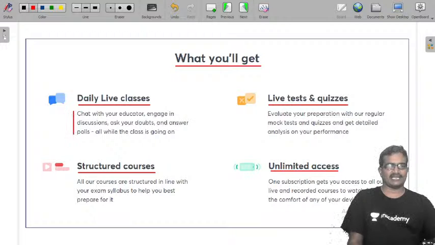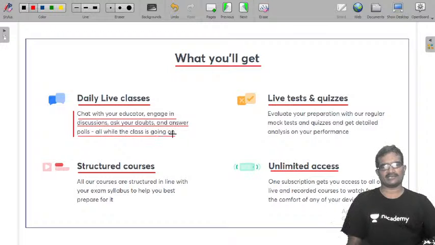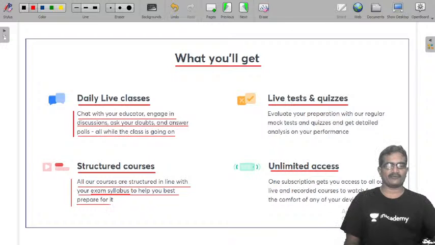So, live classes. In a live class, you can chat with your educator. You can engage in discussions, ask your doubts and answer polls. All those things you can do while the class is going on. And structured courses. Here, all our courses are structured in line with your exam syllabus, to help you prepare for it in the best way.